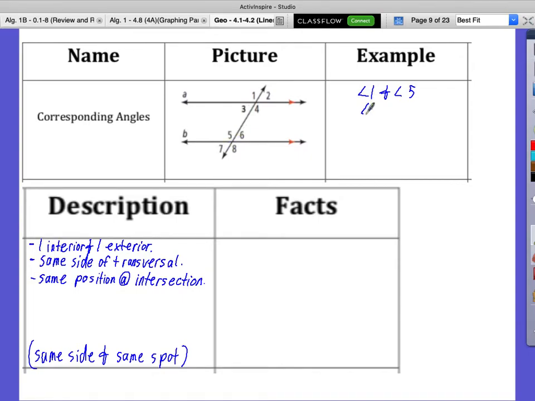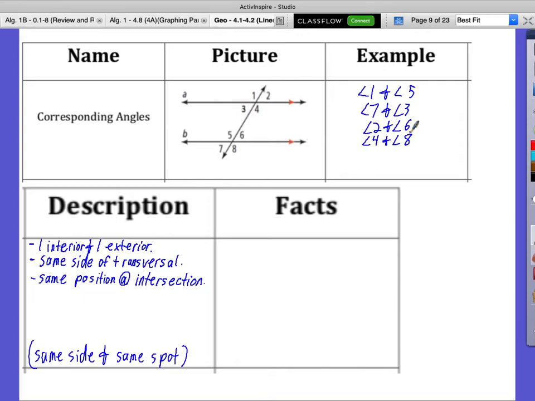Okay, so yeah, 7 and 3. Yep, angle 7 and angle 3. It doesn't matter which one we list first. 7 and 3, they're both at the bottom left of their intersection. With angle 2 and 6? Yep, angle 2 and 6, they're both at the top right of their intersection. Okay. And what would be our last pair? Angle 4 and angle 8, or angle 8 and angle 4. They're both at the bottom right. Okay. So those would be our different examples, okay?